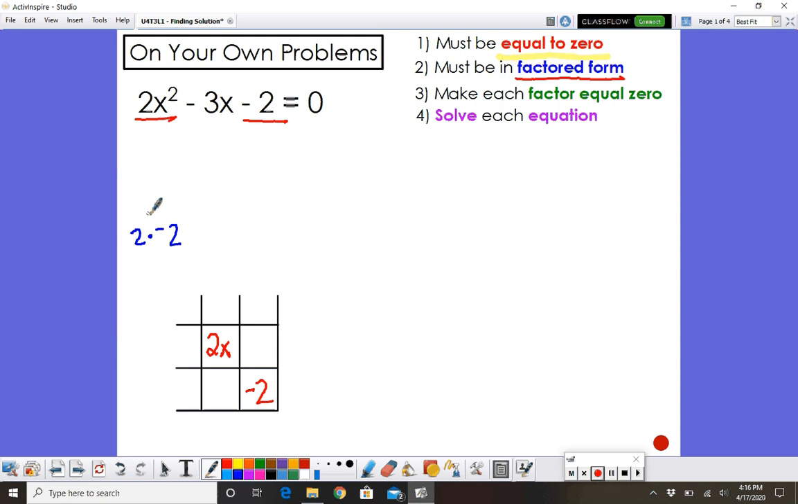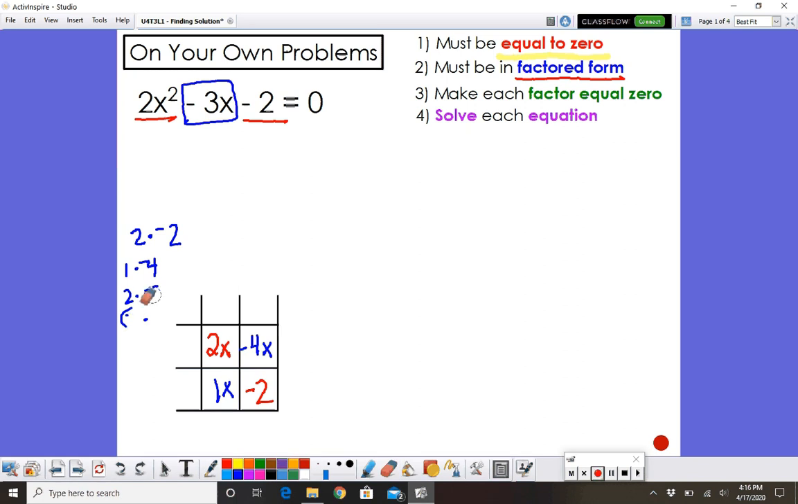Okay, so -2 times +2 is going to give us -4, but we want to add up to this middle number. So think about your factors. If this number is negative, it means that one of our factors has to be negative. Okay, so it could be 1 times -4, could be 2 times -2, or it could be -4 times 1. Okay, so these are the factors that are going to add up to -3. So I'm going to put those in the boxes. And then I'm going to start looking for my GCF.